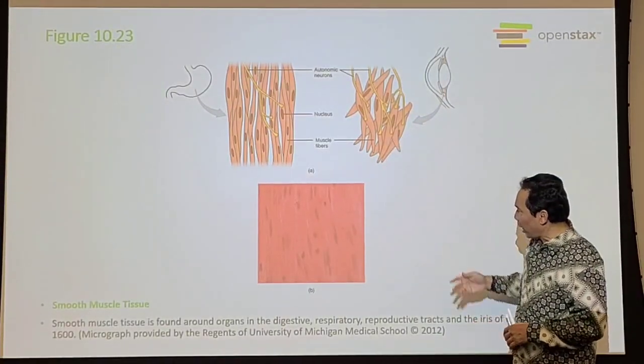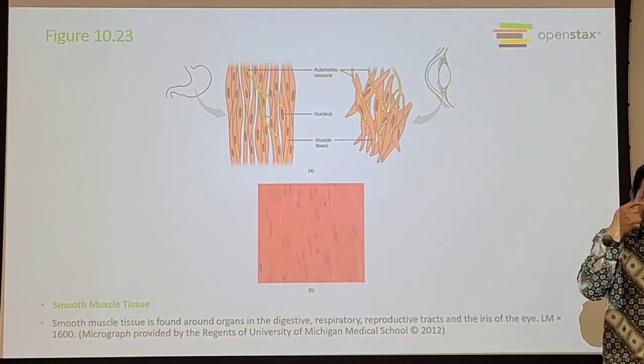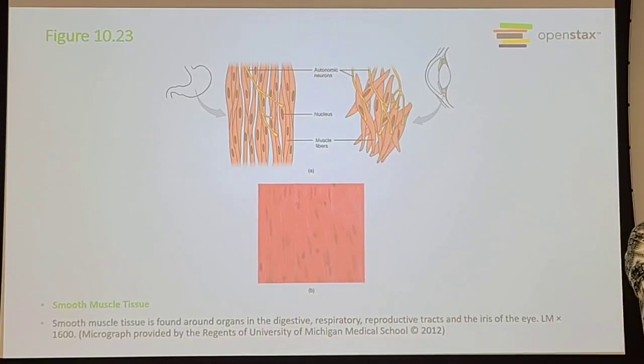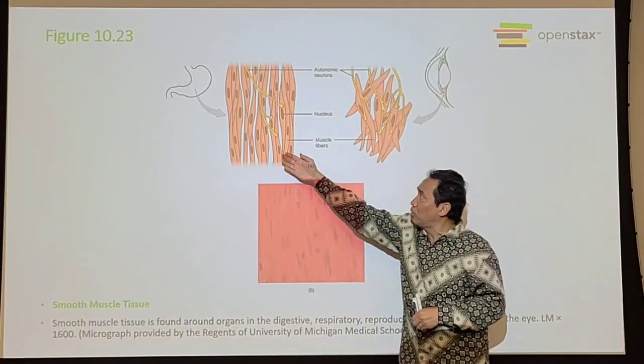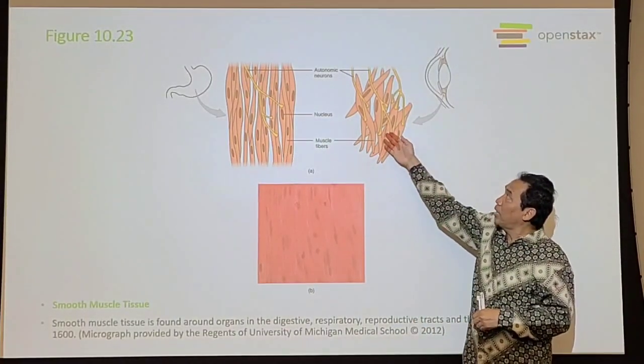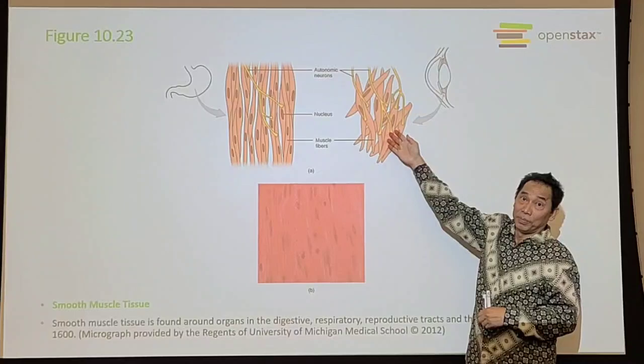An example is the iris. The iris is the smooth muscle that controls our pupil. This is a type of multi-unit. So this is single-unit smooth muscle. This is multi-unit smooth muscle. Okay?